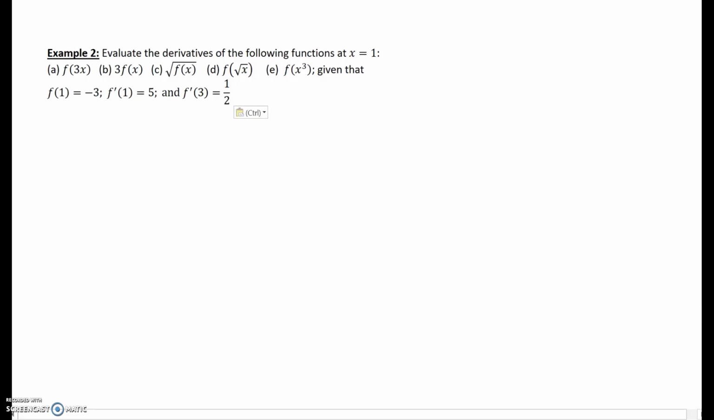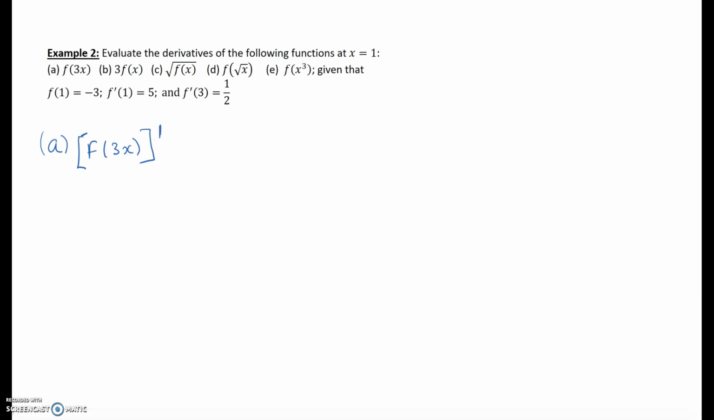Okay, now we'll start looking at the chain rule. And sometimes the chain rule is obvious, sometimes it's not so obvious. But we'll start with A. So what we have to do is find the derivative of f of 3x. Now, you might be tempted to try and take out the 3, but don't do that.